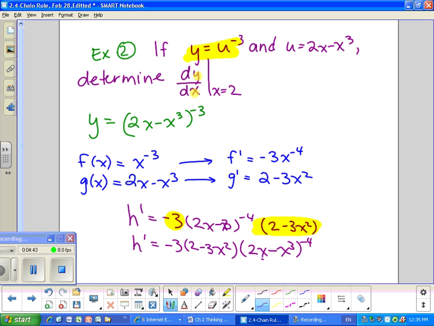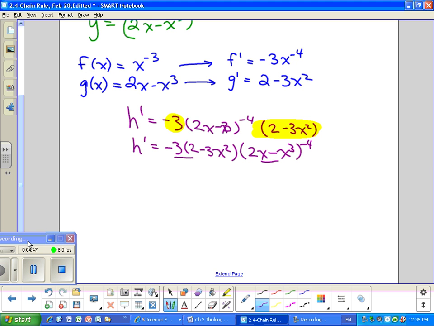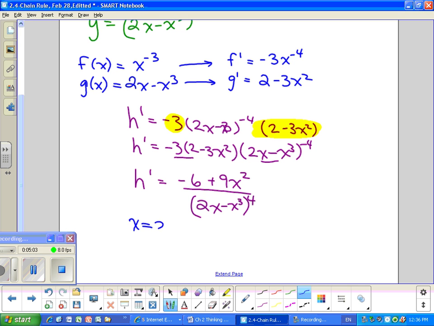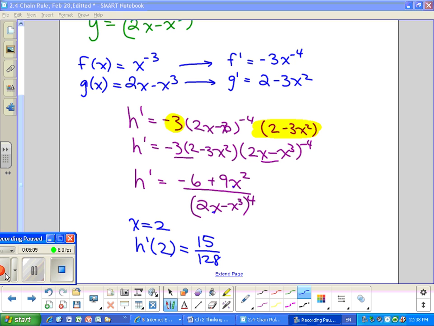And then all in one step, I'm going to bring this down, and I'm going to expand this. Just move. So your h prime will be negative 6 plus 9x squared over 2x minus x to the 3 to the power of 4. We still have to sub in what our x is. And our x is 2. So we want h prime of 2. And what do you get? And that's what you should have.